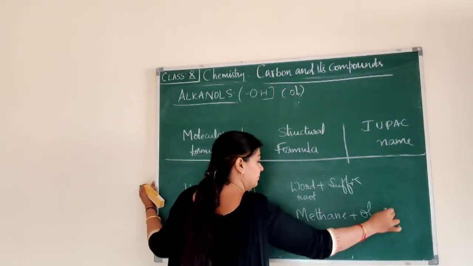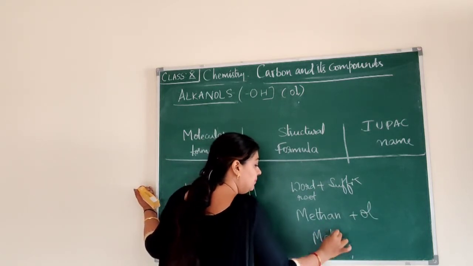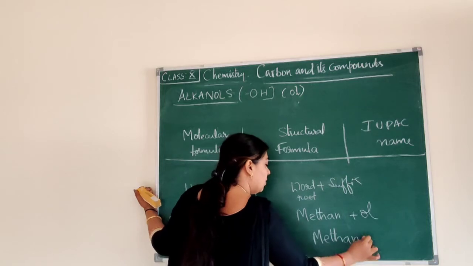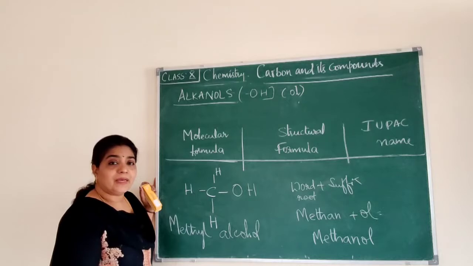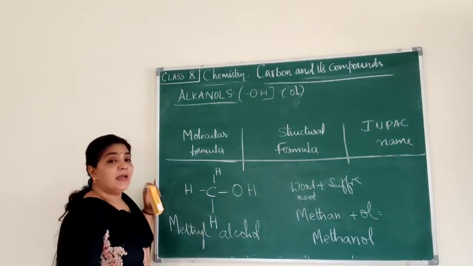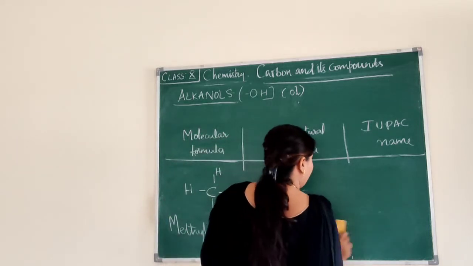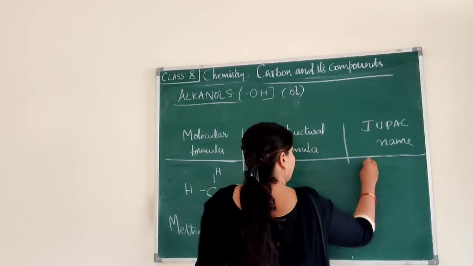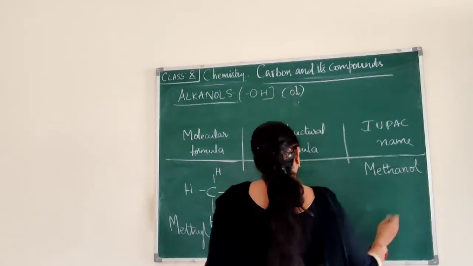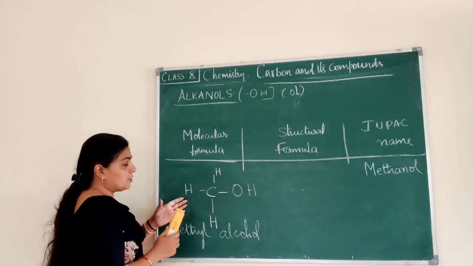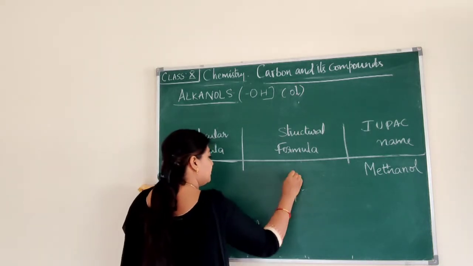Methane plus OL. So what we have to do is remove this E. So this will become methanol. This becomes methanol. That is the IUPAC name of methyl alcohol. So this is the suffix, and the IUPAC name for this will be methanol. Okay? So this is the structural formula.